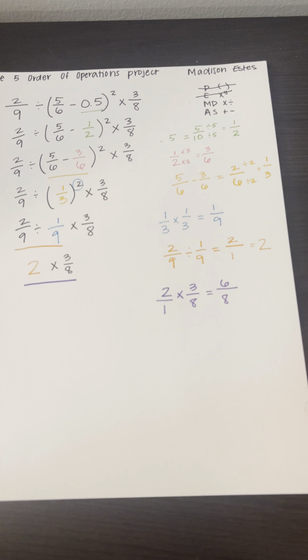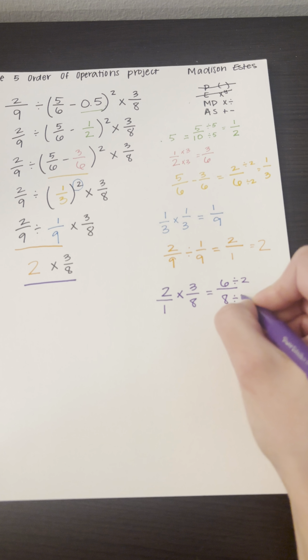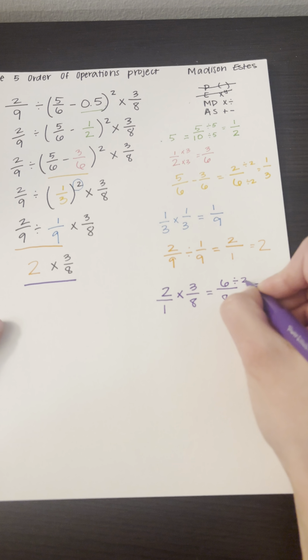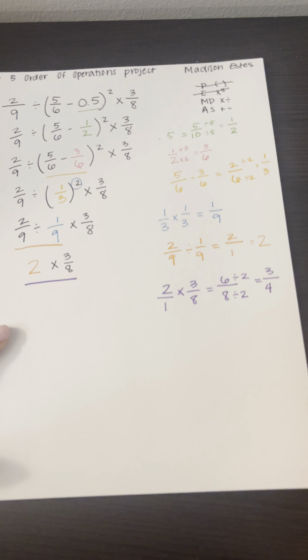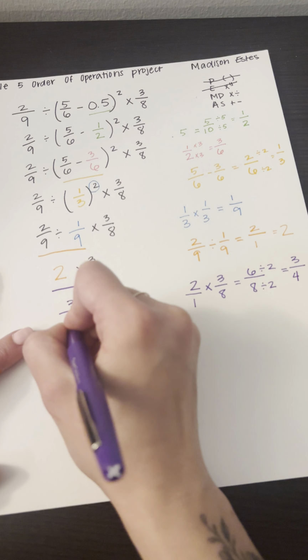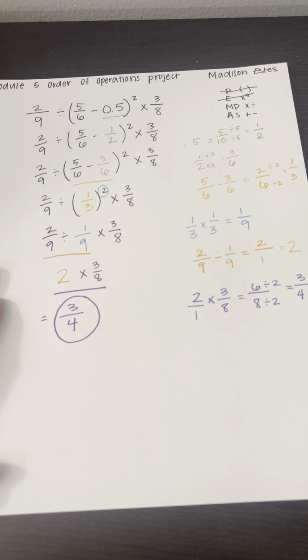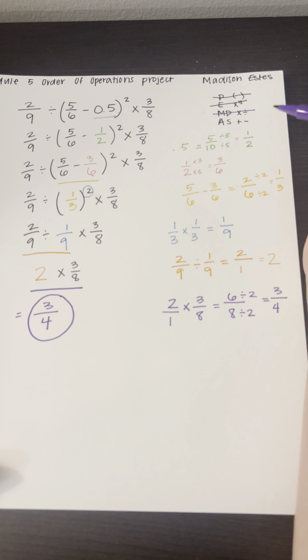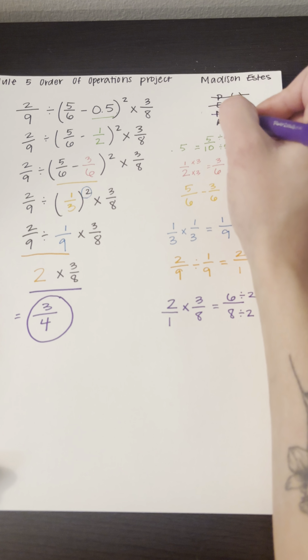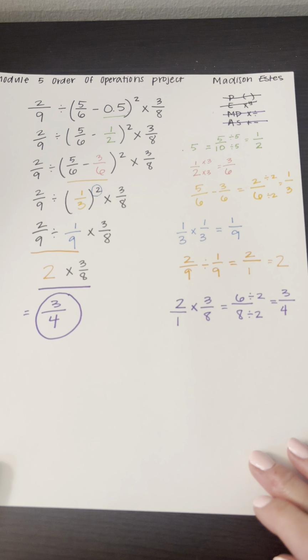Now we have to simplify this. And we can divide both the numerator and the denominator by 2. So 6 divided by 2 is 3. 8 divided by 2 is 4. Our answer to this equation is 3/4. We did the multiplication and division. We didn't end up having any addition or subtraction. I'm just going to mark that out. And there is the final product.